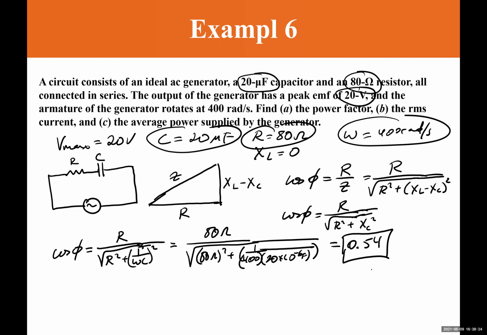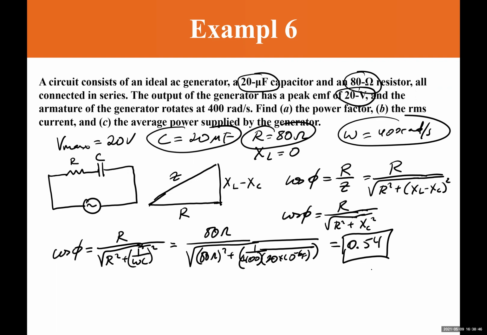Remember, the power factor is always going to be a number between 0 and 1. Okay, and it's dimensionless. It has no units. So it will allow you to calculate a number and verify if you did it correctly or not. If I got, let's say, 55 here, that means I did something wrong. So that gives you a way of verifying your answer.